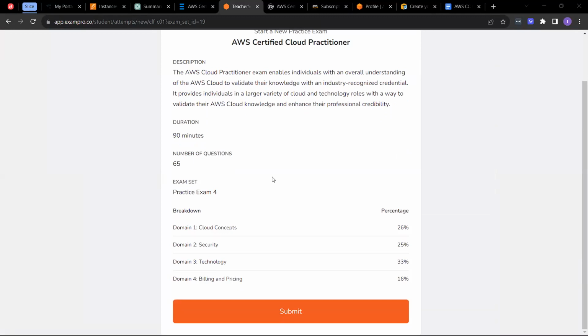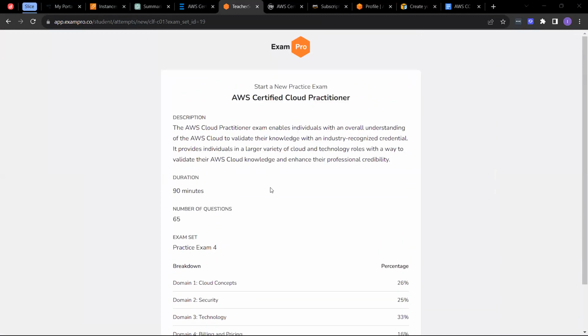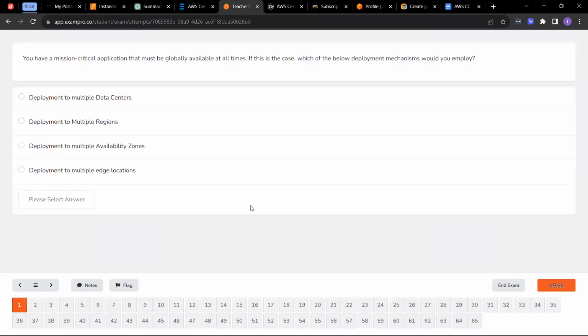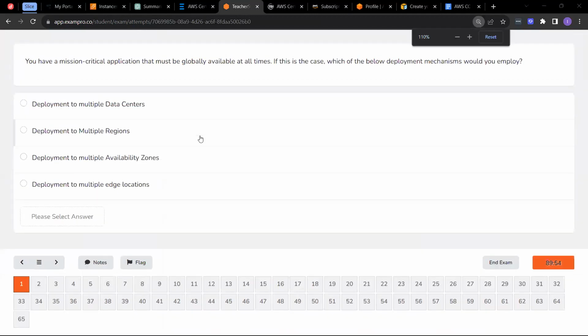Okay, so this is also CLF-C01. So this is a breakdown of submit. Okay, great. So let's get into it. Can you all see?